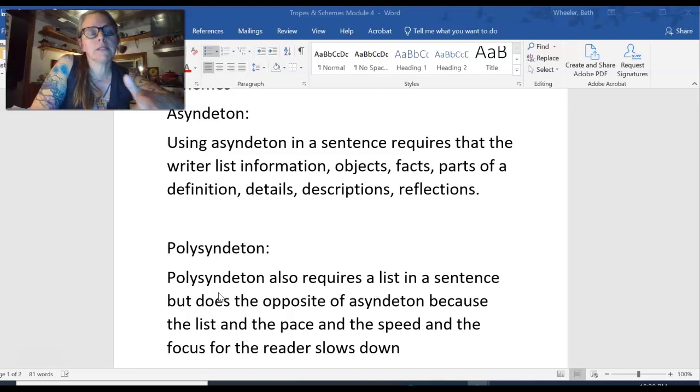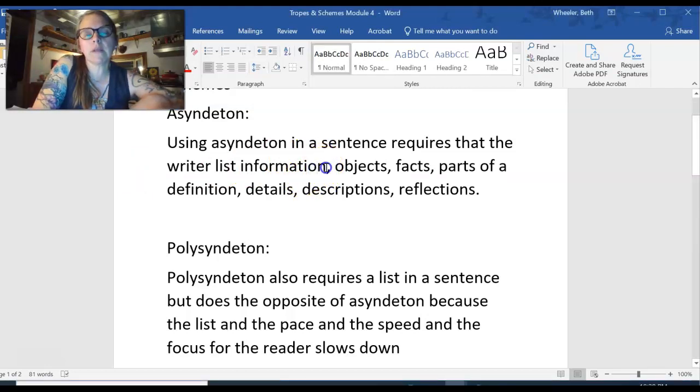Somewhere in your essay, you're going to have to use both of them, one of each. And both sentence types require a list. So you'll notice from my first silly example that I actually kind of define what asyndeton is. And the thing that we're focusing on, y'all, is the comma.